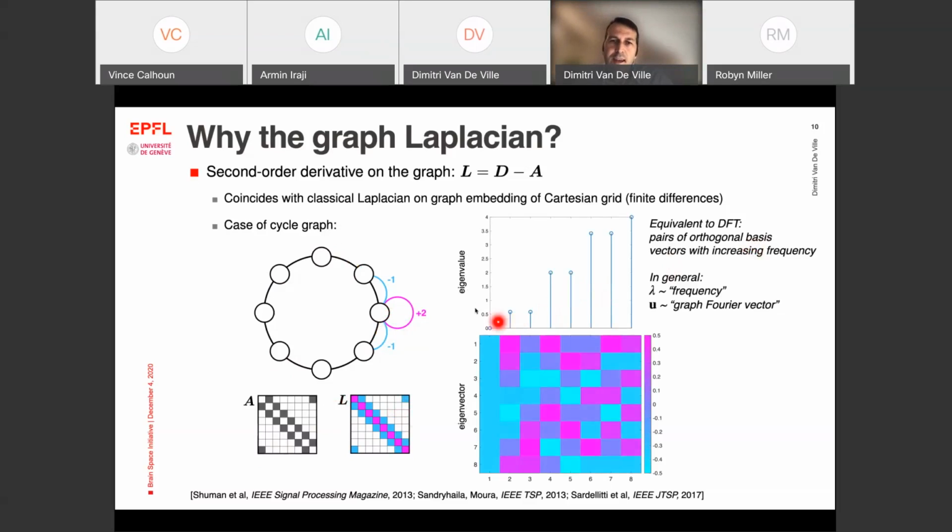So here you see the eigenvalues, and here you see the eigenvectors, and you see indeed that you get a DC component, and then you get two slow oscillating basis vectors, which is the first fundamental frequency, etc., etc. And that's why, in general, when we define the graph Fourier transform through the Laplacian, we will consider the eigenvalue, lambda, as the frequency and the eigenvector as the graph Fourier vector.